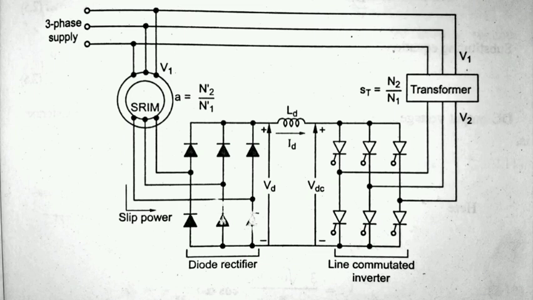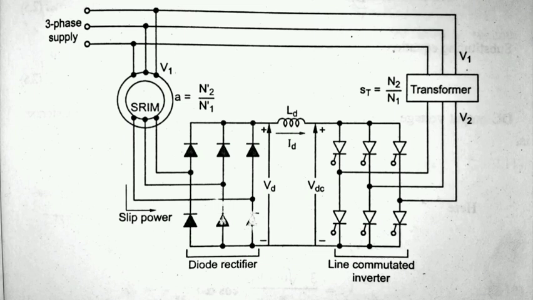For example, the supply mains frequency is 60 Hz. So the rotor frequency will be different from the supply frequency. The rotor frequency is equal to slip times the supply frequency. We have to change the frequency of the slip power and then it can be fed back to the supply. For this purpose, we are using this converter.